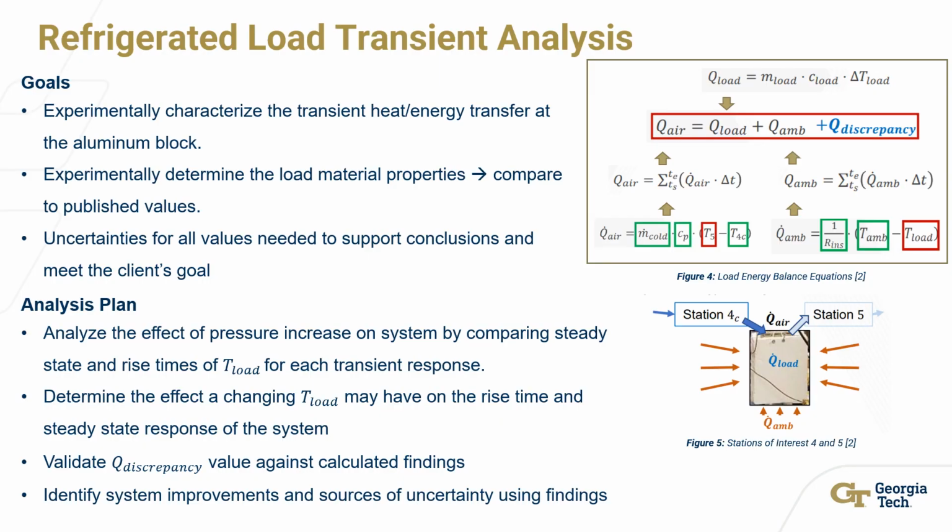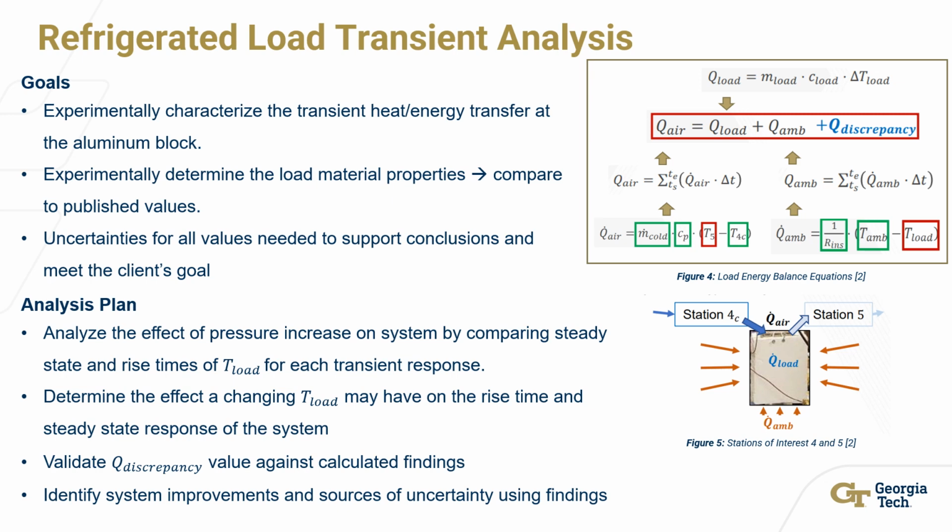The goal of week 2 is to experimentally characterize energy transfer at the aluminum block. Seen in figure 4 on the right are equations used for the related load energy balance analysis. Cold air flowing through the load gains energy as heat and causes the temperature of the air to increase.